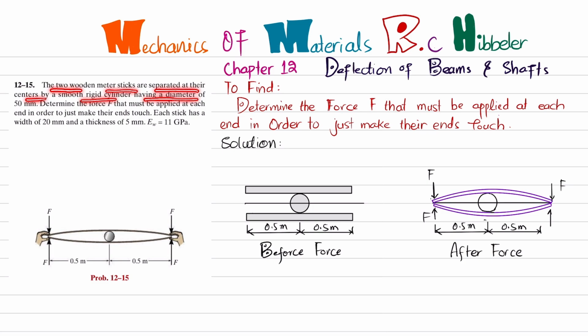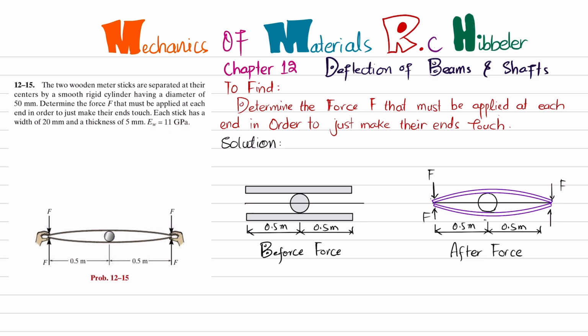cylinder having diameter of 50 millimeter. Determine the force F that must be applied at each end in order to just make their ends touch. Each stick has a width of 20 millimeter and thickness of 5 millimeter. Modulus of elasticity of this wood stick is 11 gigapascal.